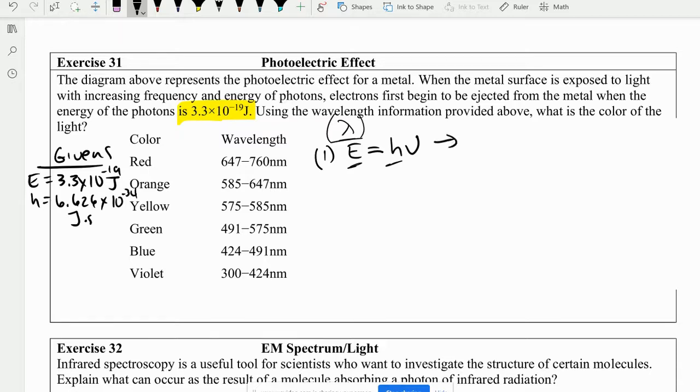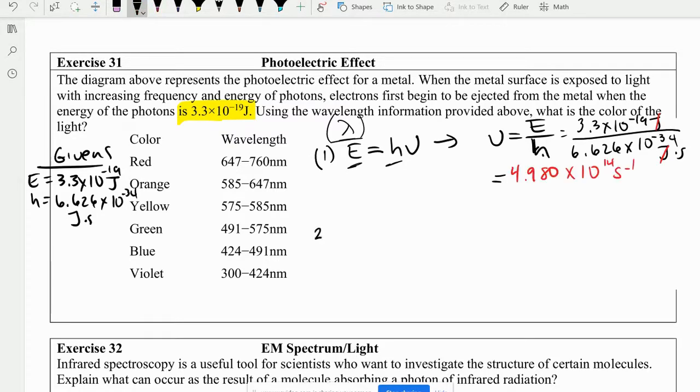So the first thing I'm going to do is rearrange this equation just like I did in the last problem to solve for frequency. And so frequency is going to be energy divided by Planck's constant. And let's go ahead and plug and chug those values really quick. I put these in on my calculator, and I got the same answer as last time. And so now I have frequency, you guys. I know the frequency is 4.980 times 10 to the 14 s to the minus 1.